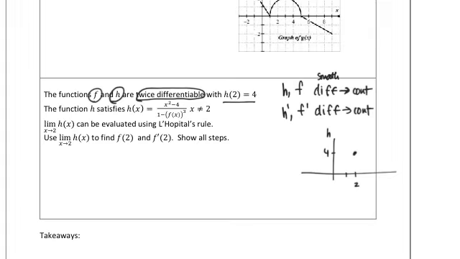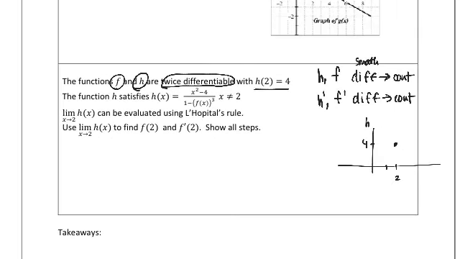Now the function h satisfies this equation: h of x is equal to (x squared minus 4) over (1 minus f of x cubed), for x not equal to 2. And at x equals 2, we know h of 2 is 4. Now, the limit of h can be evaluated using L'Hopital's rule. And we're asked to use this limit of h at 2 to find f of 2 and f prime of 2. So it sounds like a crazy bunch of gobbledygook until you think about it step by step.